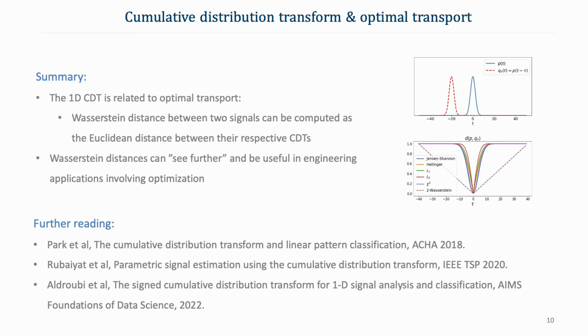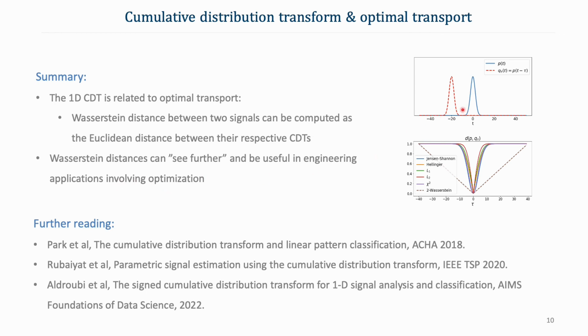So in summary, we tried to relate the cumulative distribution transform here to one-dimensional optimal transport. The main statement is that the CDT is related to optimal transport. That is, the Wasserstein distance between two signals can be computed as the Euclidean distance between the respective cumulative distribution transforms. The other point that we tried to make is that Wasserstein distances can see further and can be useful in engineering applications involving optimization.